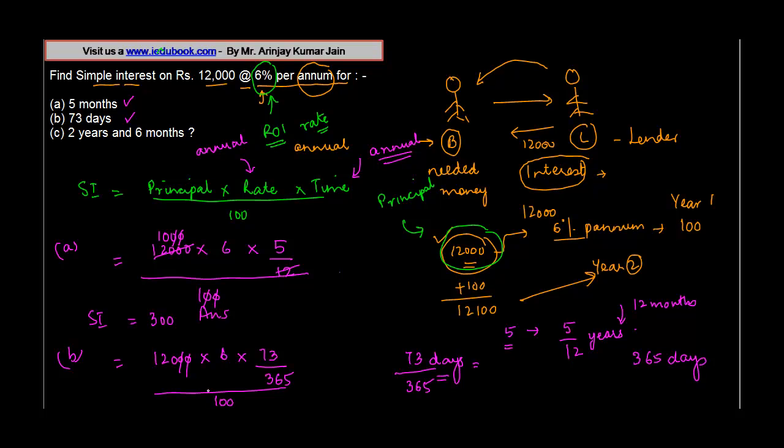Again 12, right? 73 will go into 365 5 times. This 5 can knock off this 120 to give you 24. 6 into 24 is 144. So your simple interest for 73 days is 144.